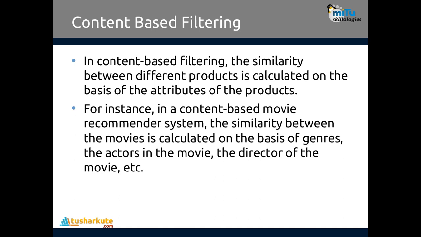What do you mean by content-based filtering? In content-based filtering, the similarity between different products is calculated on the basis of the attributes of the product. For instance, in a content-based movie recommendation system, the similarity between movies is calculated on the basis of genres, actors, and the director of the movie. So a similarity is identified, and based on that the recommendation will be given.